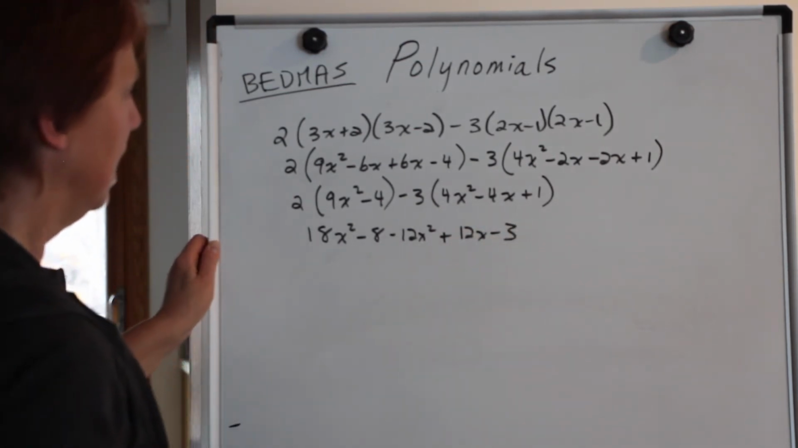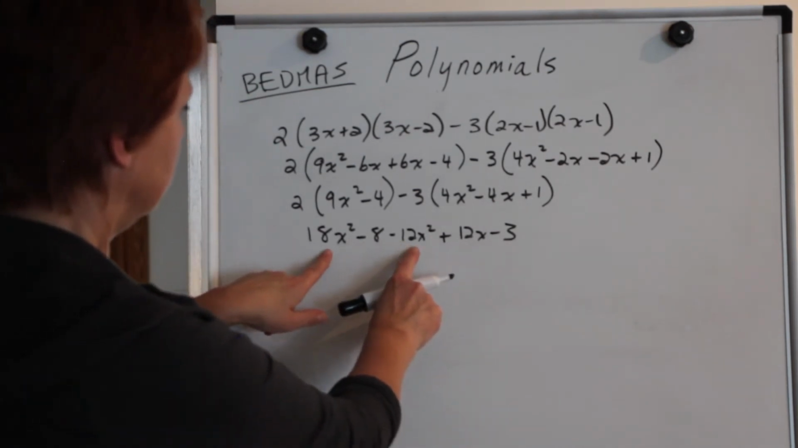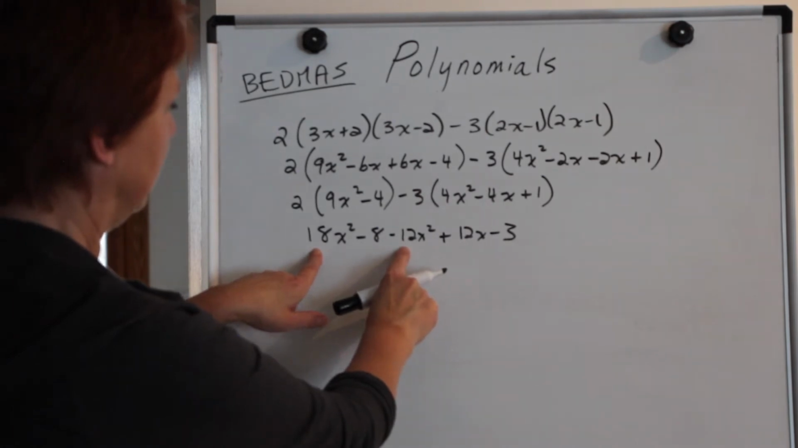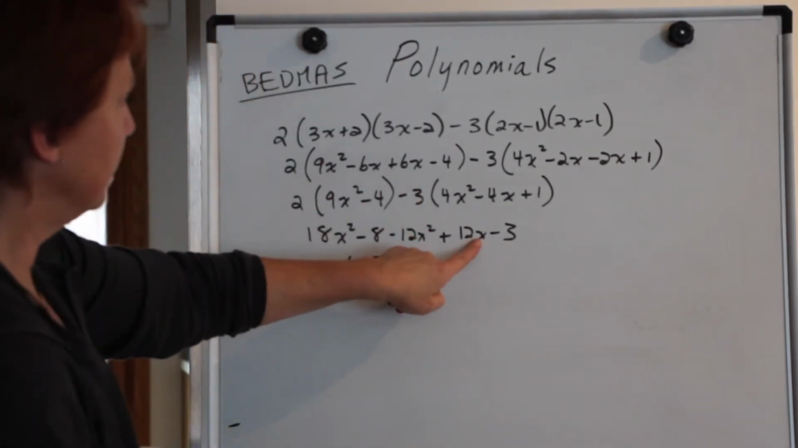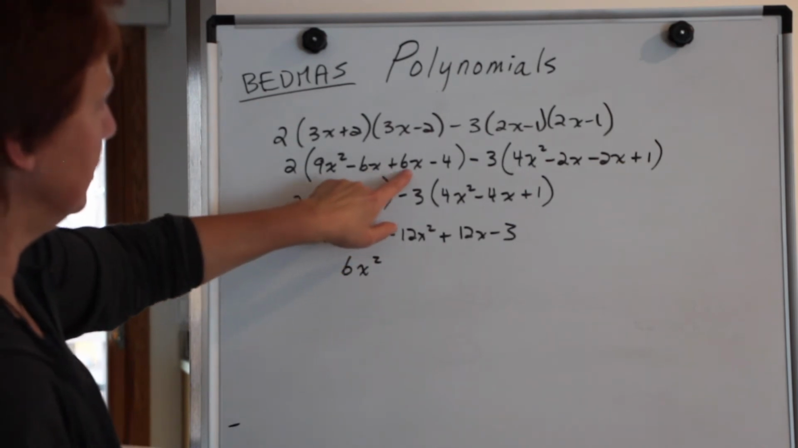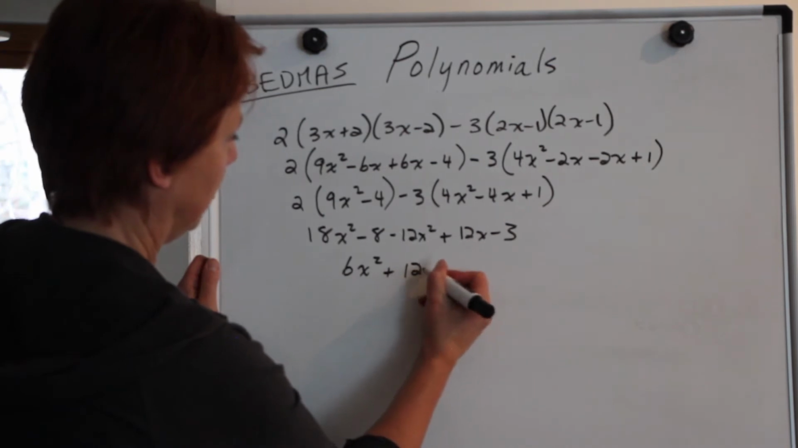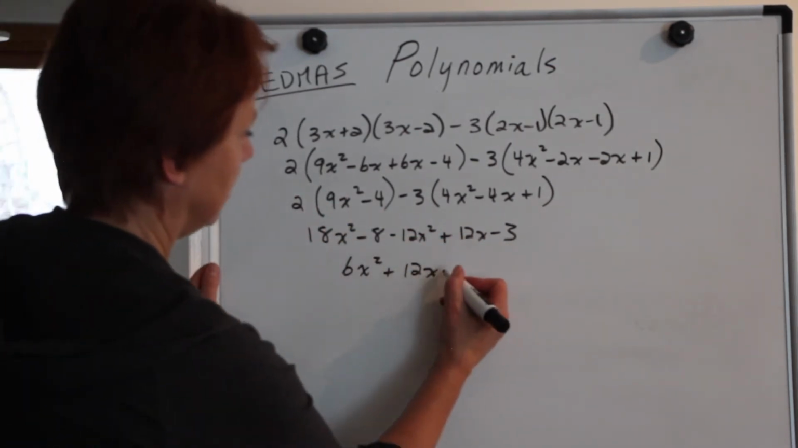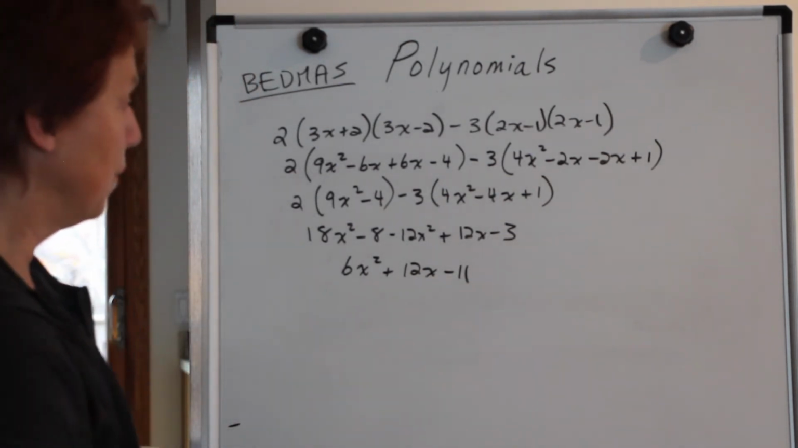Like so. And now we can combine our like terms. So here we have 18 minus 12, which is 6. We only have one x term because here it went away. They cancel each other out, so we've only got the one x term, so there's nothing to simplify that one with. And then we have minus 8 minus 3, which is minus 11. And that's the final answer for that one.